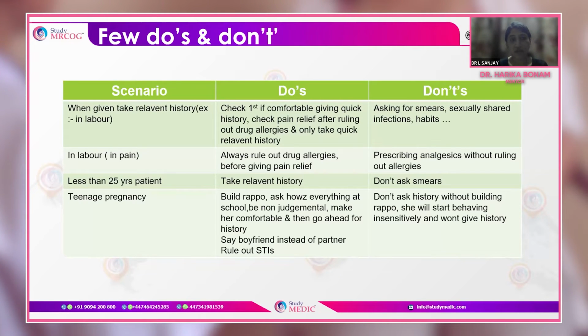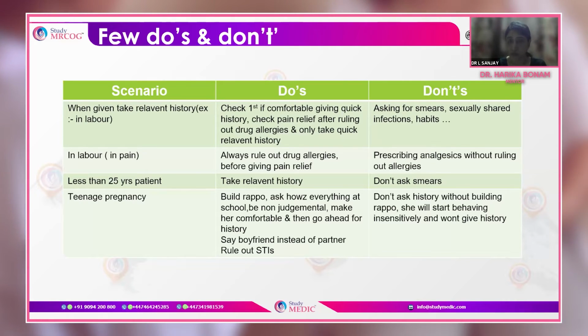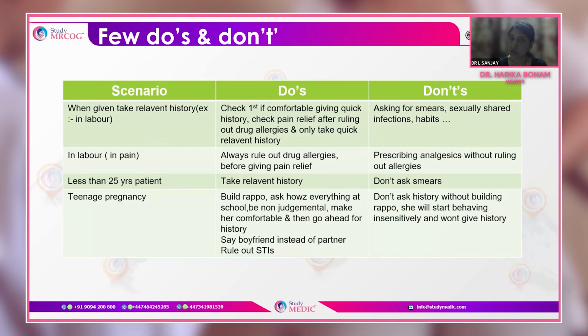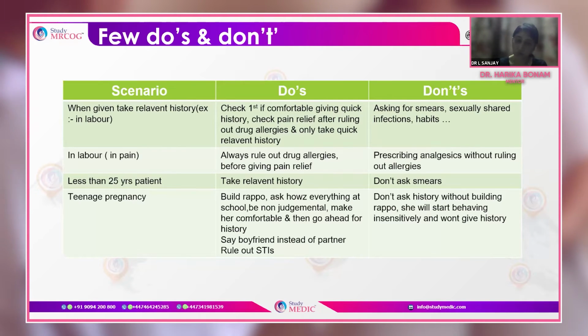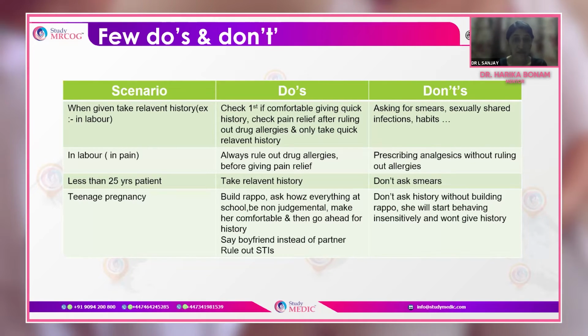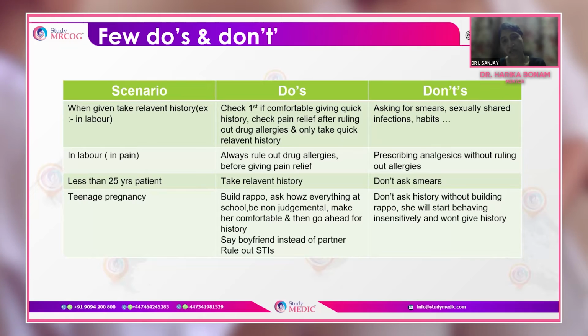When it is specifically mentioned to you that you have to take a relevant history, for example, the patient is in labor, what you have to do is first check if the patient is comfortable giving quick history or not. Because if she is having pain and you keep on asking questions, she will be acting the pain again and again, because the role player is an actor. The role player will be acting till you ask, are you comfortable to give history? And the minute you say that line, they say, yes, doctor, I'm comfortable. Then you have to check first line, do you have any drug allergies? Do you want me to give you some kind of medication for pain relief? Okay, so then they'll say okay, then you can give a medicine, and then only take quick relevant history.